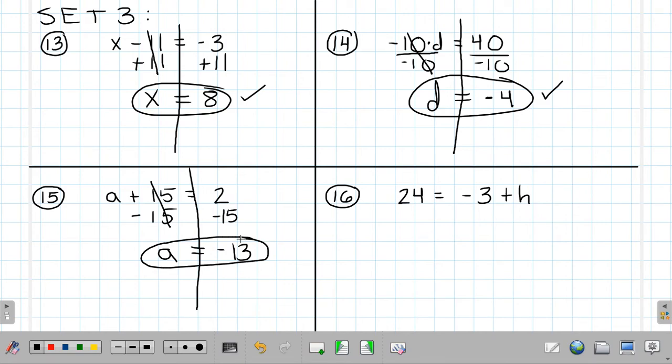Okay. And once again, we can always check our answer by saying, okay, well, negative 13 plus 15, that should be equal to 2. And if you double check that, you can find that that is correct. That is true.